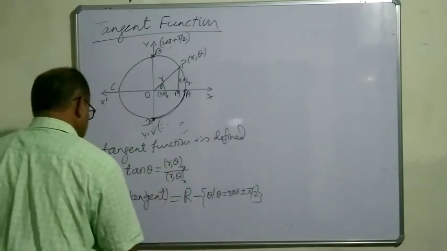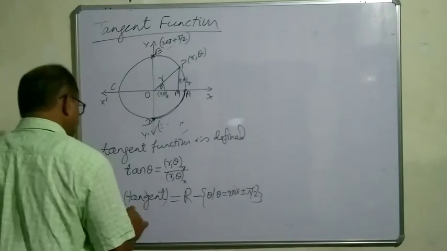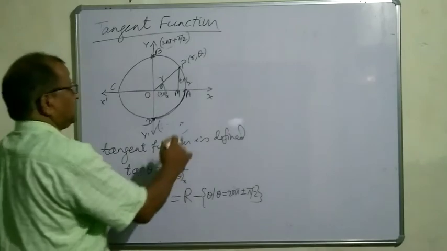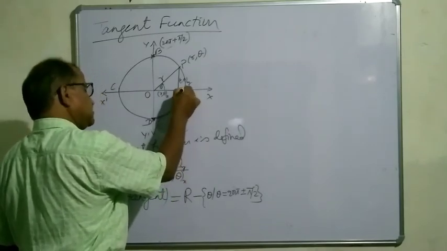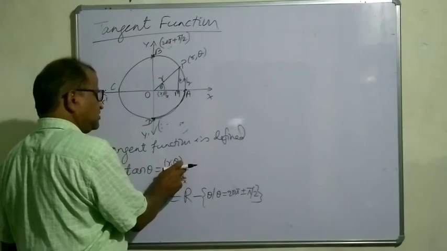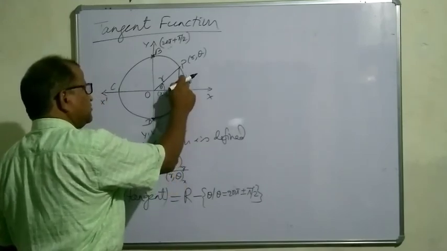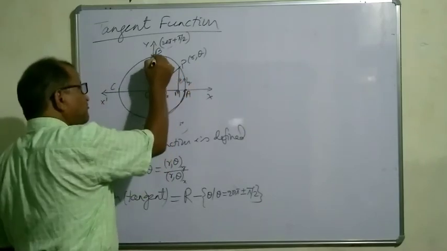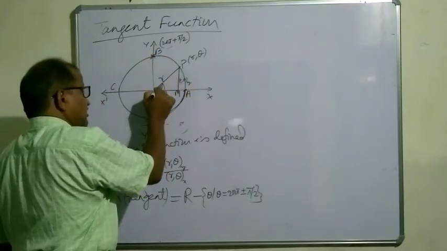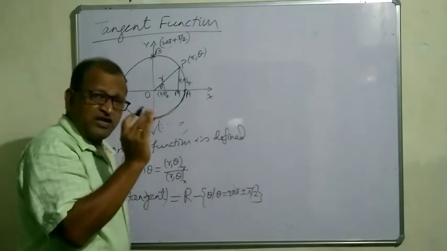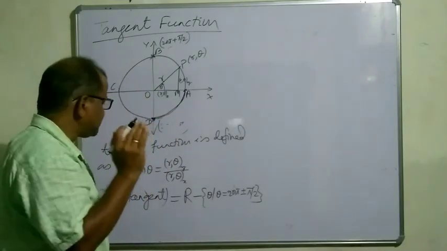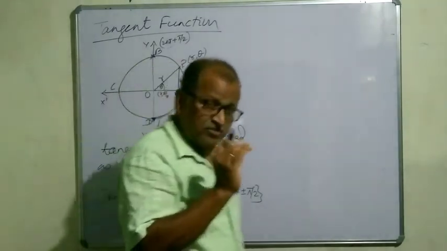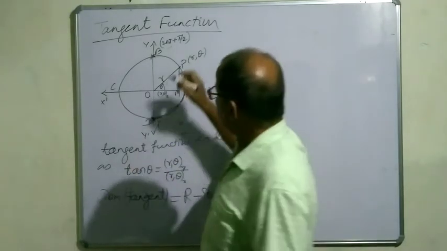So what is the range of this function? You see, it is r sin theta by r cos theta. Let us observe here, the tan function will be 0 because the y coordinate here is 0, and gradually it will increase, and near this point the function is not defined. But before that, what will happen? r cos theta is very near to 0, whereas r sin theta is very near to r.